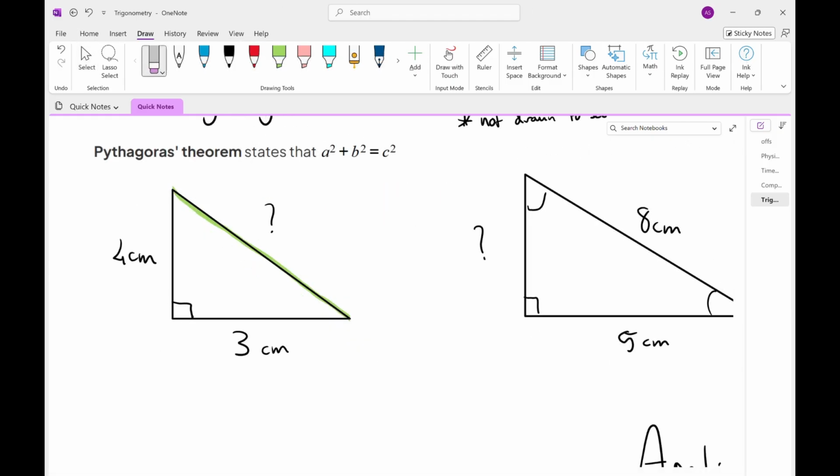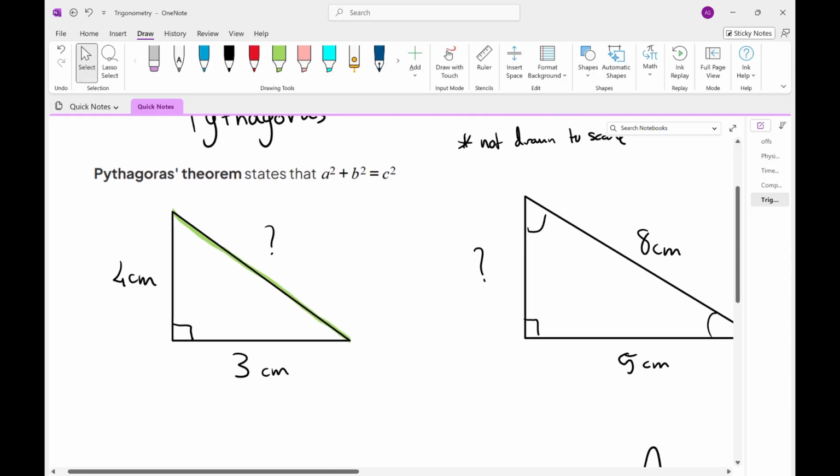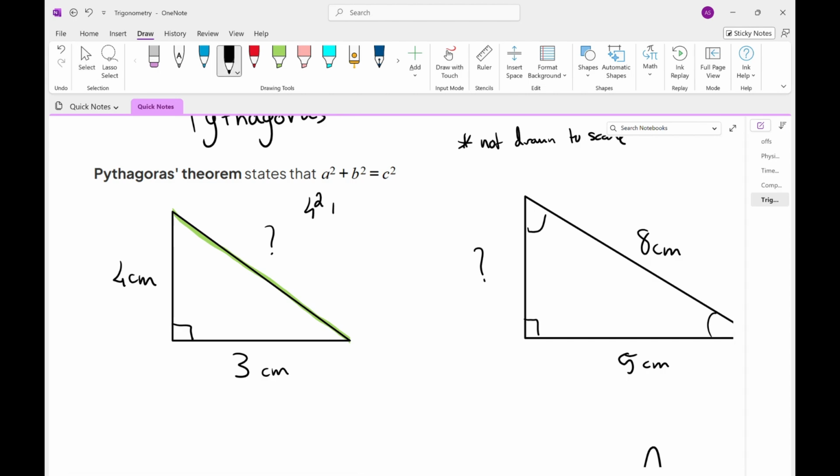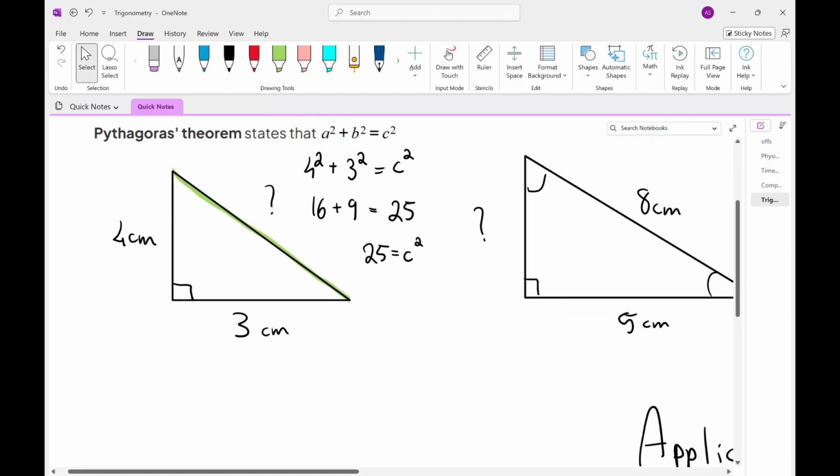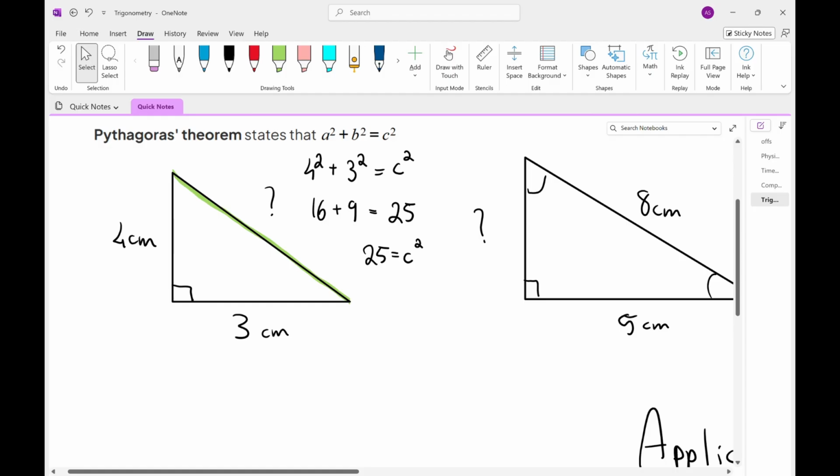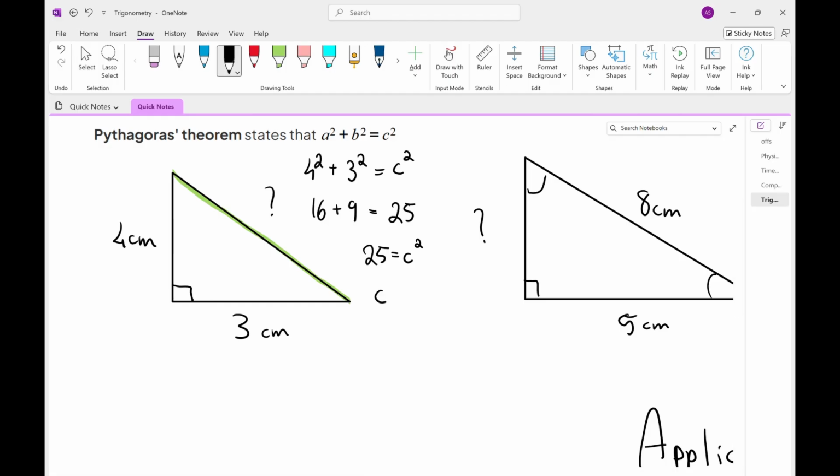Now, to start us off, this question is asking us, what is the hypotenuse? So this is fairly straightforward. What we're going to need to do is 4 squared plus 3 squared equals c squared. 4 squared on our calculator gives us 16, and 3 squared gives us 9. So 16 plus 9 equals 25. Now remember, 25 is equal to c squared. And from this, we can square root 25 on our calculator and get c is equal to 5. So here, c would be equal to 5 centimeters.